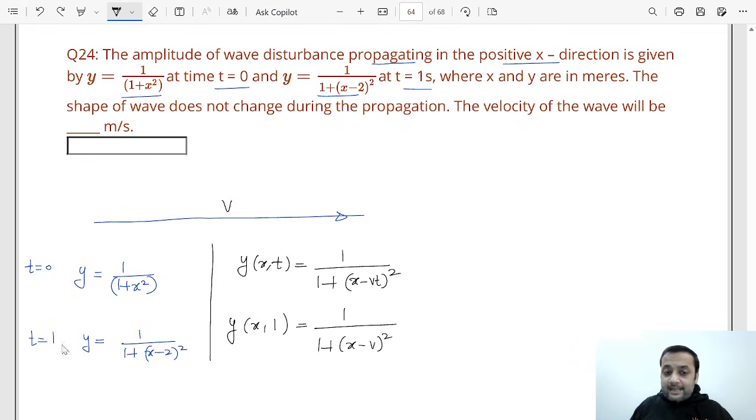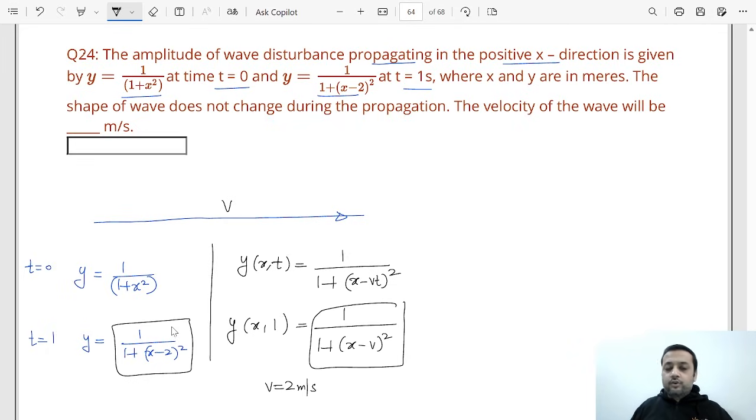But at t equals 1, we were given this equation. That means this equation and this equation must be identical. Hence, what do you understand? v becomes 2. Directly we can say that v becomes 2. Alright. I hope you have understood.